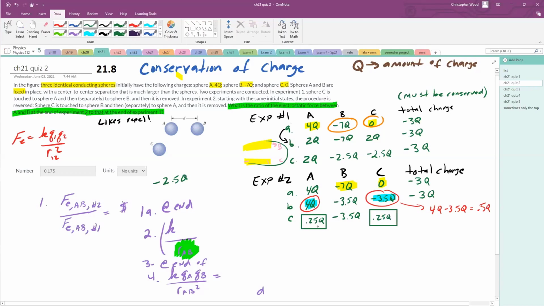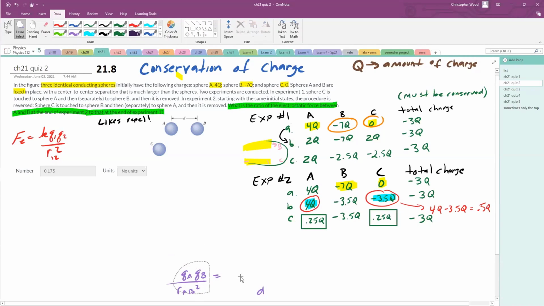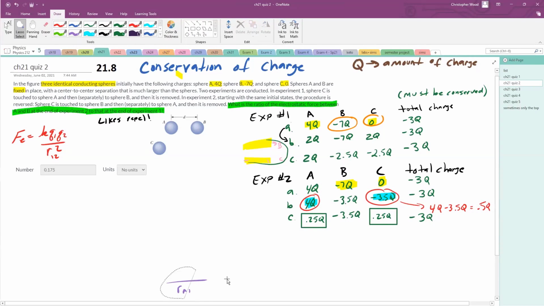And 0.25Q minus 3.5Q plus 0.25Q is -3Q. Okay, so in conclusion, if I did this experiment right, because I definitely did not do it right initially, but if I'm doing it right now, you guys go ahead and sanity check me. Your job, please, is to correct my mistakes and to ask clarifying questions or to ask for clarification.